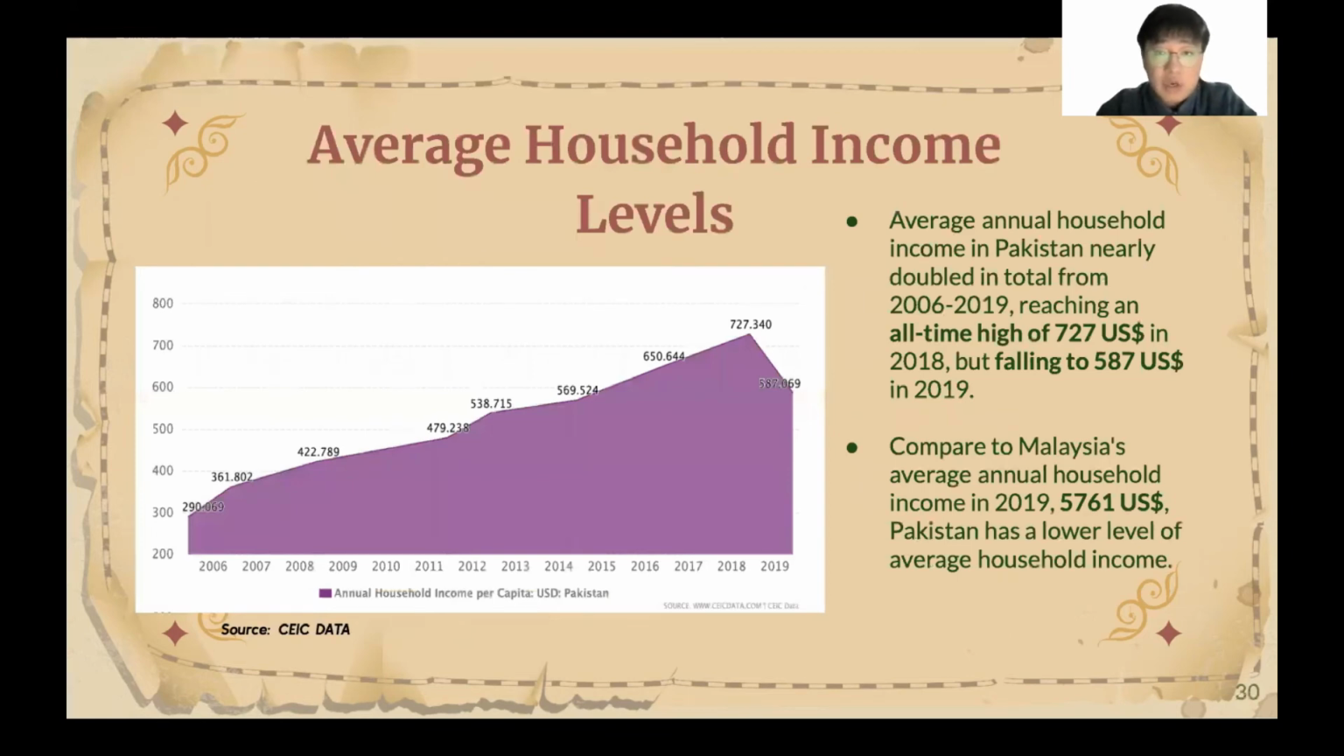So for the average household income level, the average annual household income in Pakistan nearly doubled in total from 2006 to 2019, reaching an all-time high of $727 US in 2018, but suddenly falling to 587 US dollars in 2019. Compared to Malaysia's average annual household income in 2019, which is 5,761 US dollars, Pakistan has a lower level of average household income.